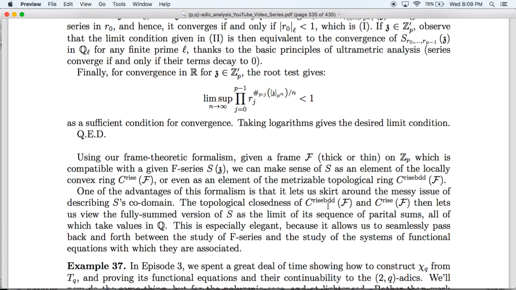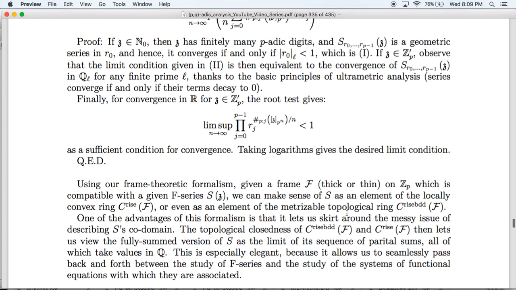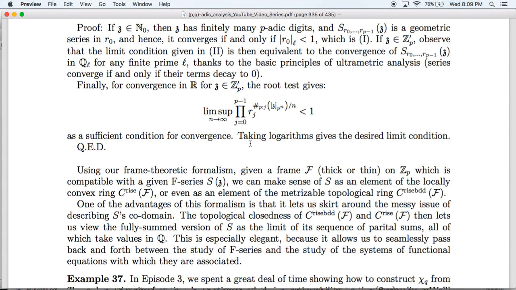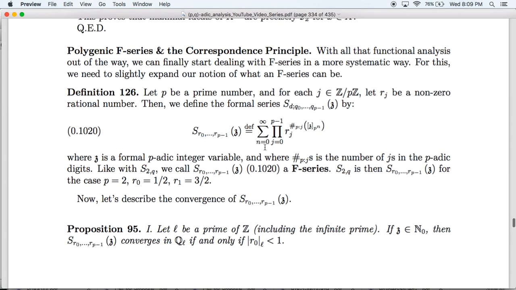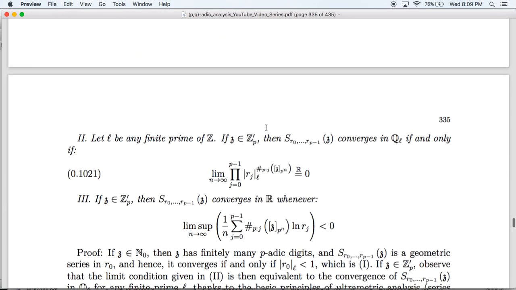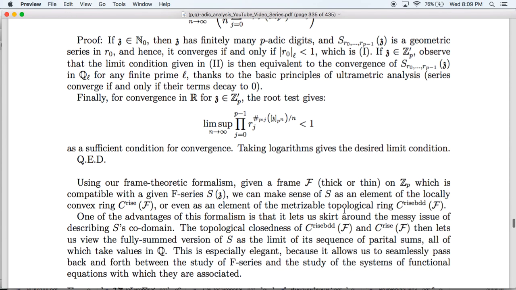And so the topological closedness of the bounded rising functions in C rising is really nice, because then it lets us view the p-adic summation of this series. If we instead replace this infinite upper limit with a finite number, then this is going to be a locally constant function, and it will be an element of both C rising and C rising bounded. And then in particular, taking the limit of the sum just means passing from this space to this space.